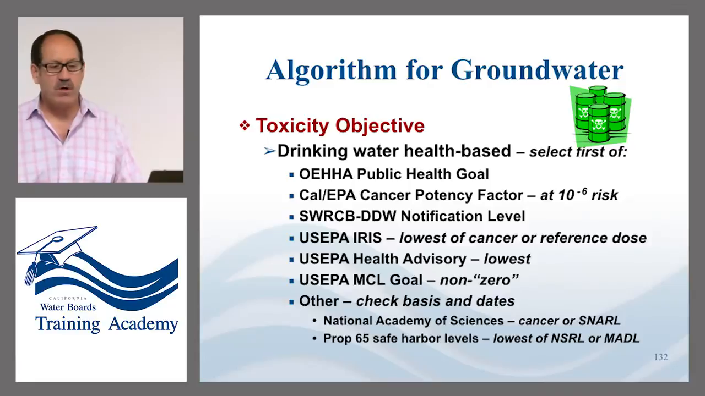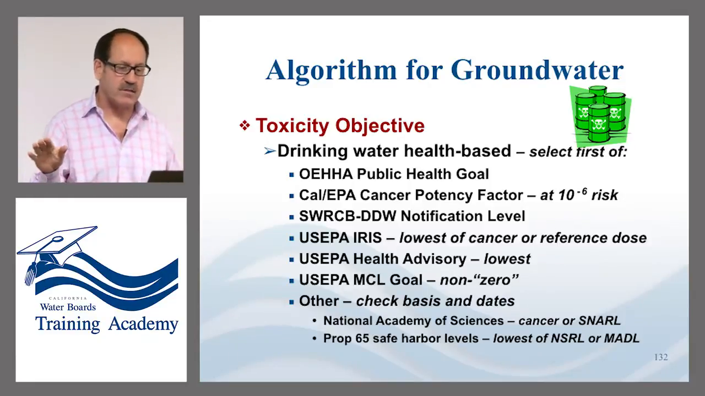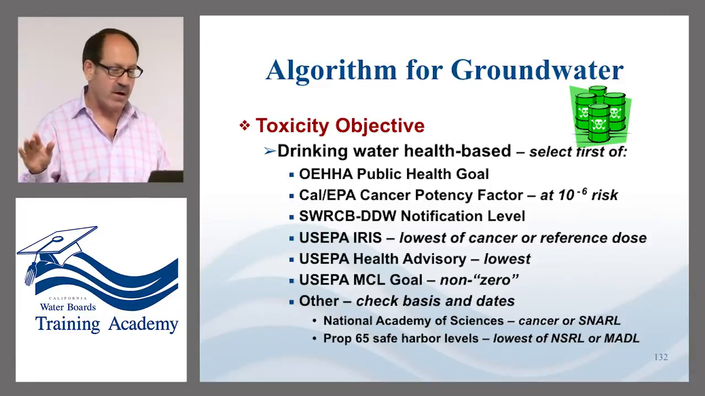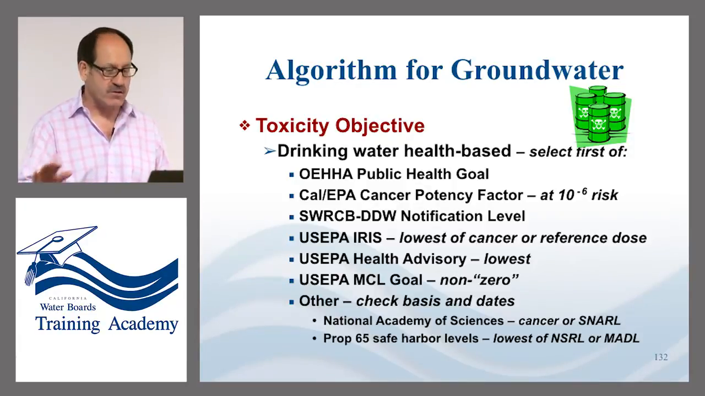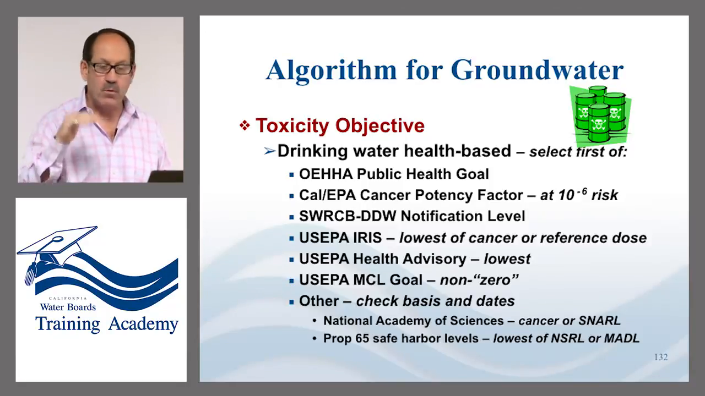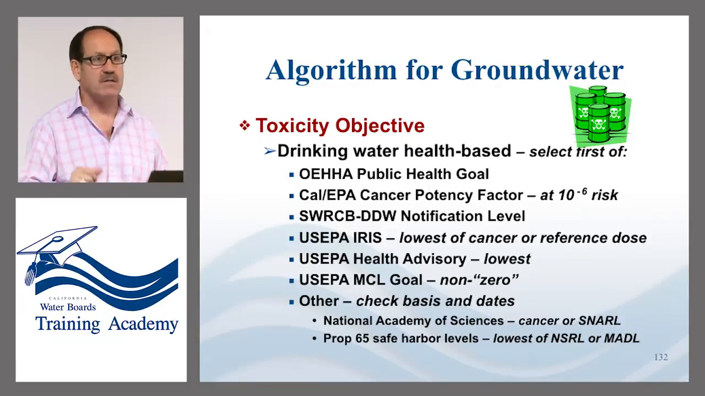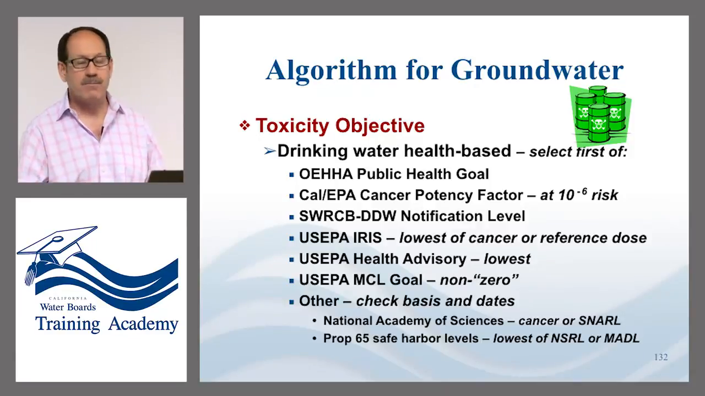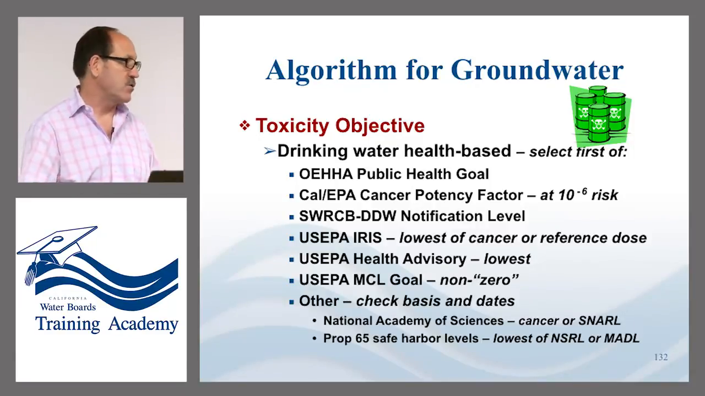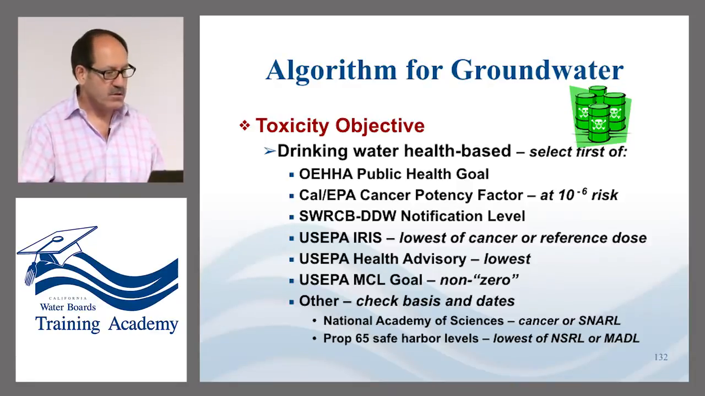If you have one, you write that down, you stop with the toxicity objective. If you don't have one there, then you next would look at Cal EPA's cancer potency factors at the 1 in a million risk level. If there's not a number there, you drop down to the notification levels, and then we leave the California system. The next best is IRIS. EPA maintains that IRIS contains the most current, up-to-date information on toxic thresholds for human health protection of all of their data systems. So IRIS would be next.